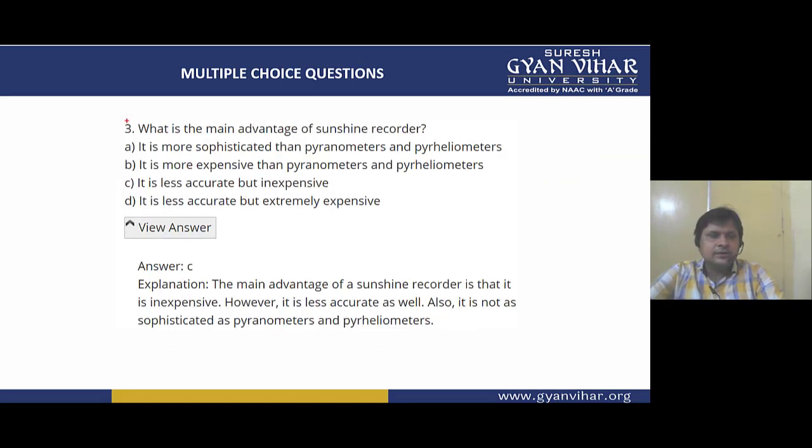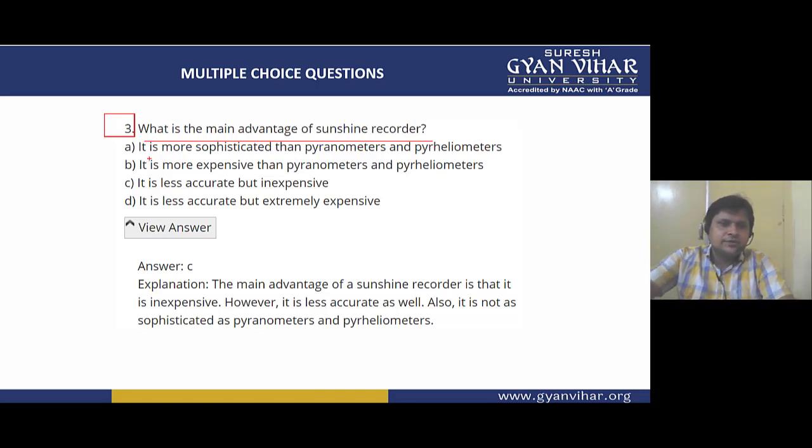This is our third multiple choice question. And what is the question asking from us? What is the main advantage of a sunshine recorder? Let's read out the options. Option A, it is more sophisticated than pyranometer and pyrheliometer. Option B, it is more expensive than pyranometer and pyrheliometer. Option C, it is less accurate but inexpensive.